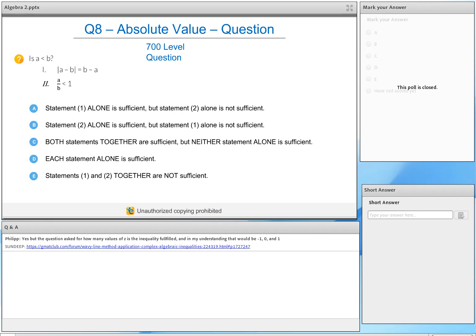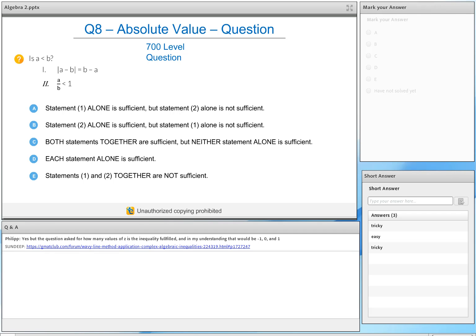Okay, so was this question easy, difficult, complicated, looked straightforward? What was it? Tricky, easy, tricky, confusing, hard? Okay. All right, still doubtful. Let's go through the solution.